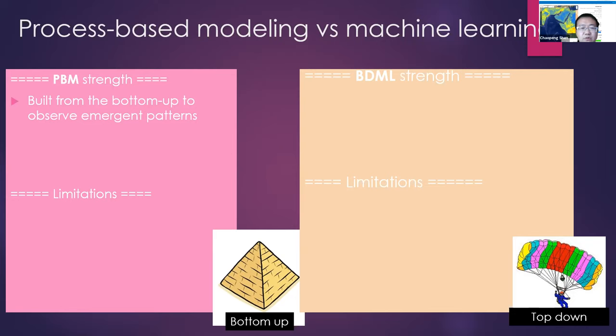to create these emergent patterns. We know what we put in. Hopefully, we know what we put into the model. We can run experiments and identify causal relationships that way. But there are a lot of limitations, a lot of human bias.